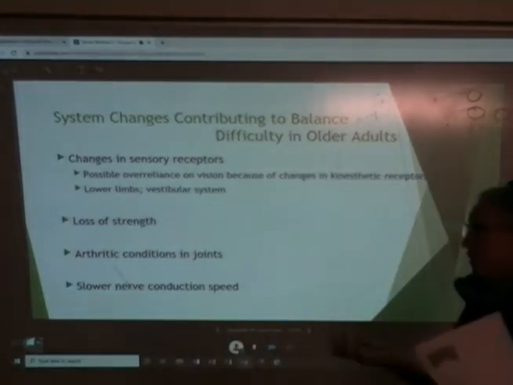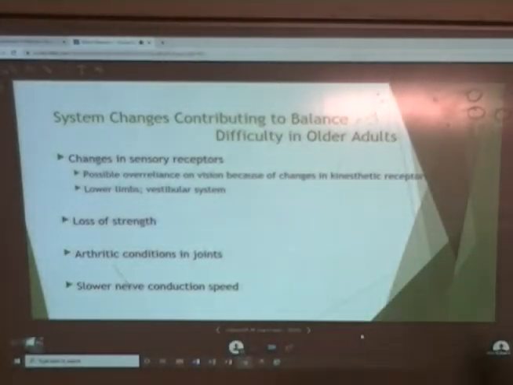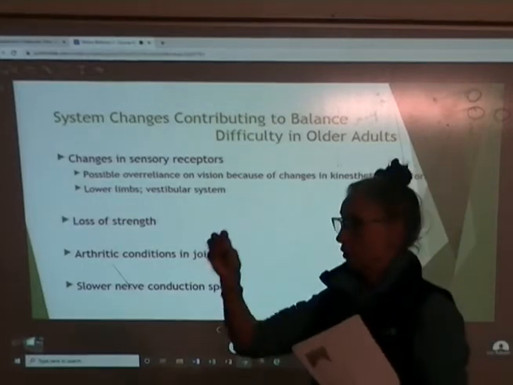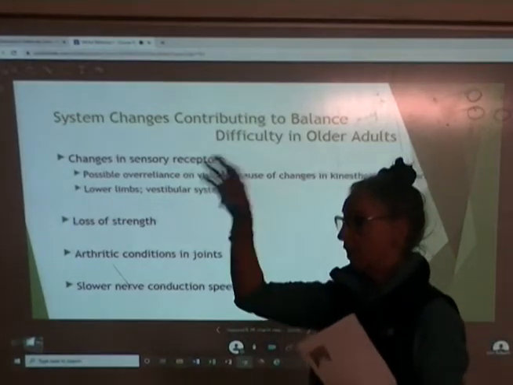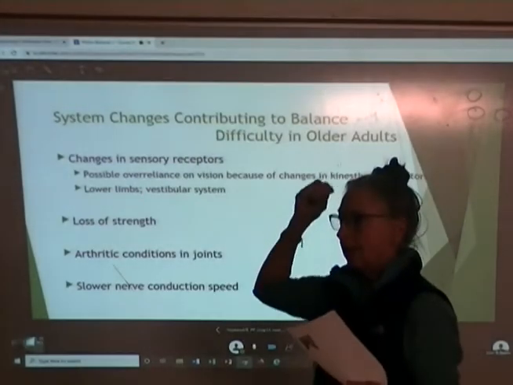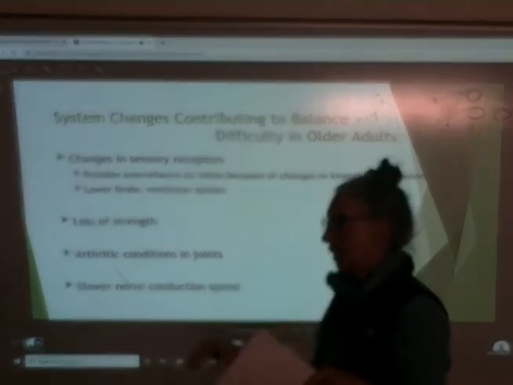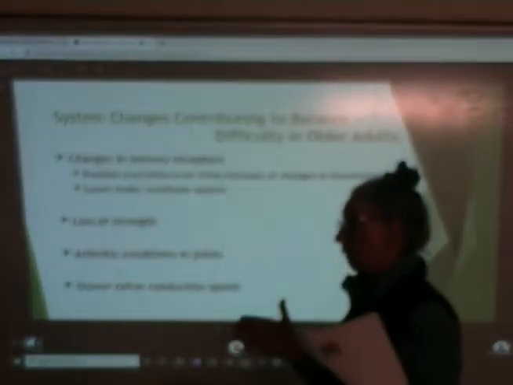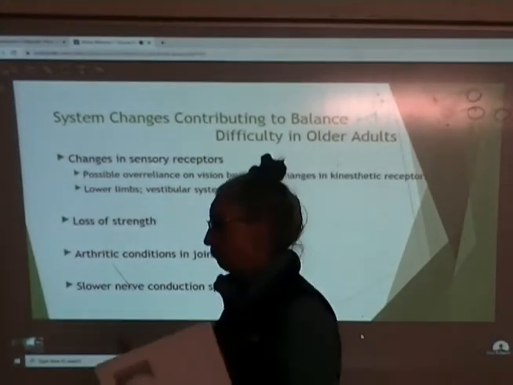They could have arthritis in their knee joints or their hip joints, for example. And there's some indication that we see slower nerve conduction. So the motor cortex fires the information off for the motor pattern, and it takes a little bit longer to get down to the muscles that need to contract to create that motor pattern than it does when we're younger.